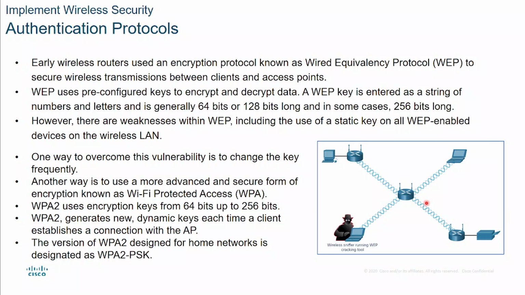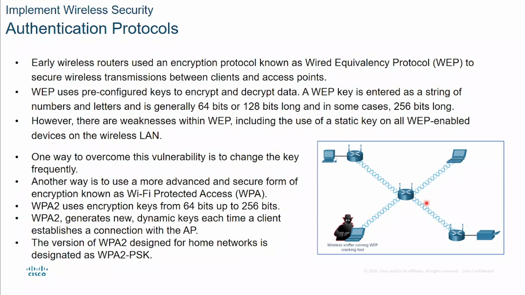So early wireless routers used an encryption protocol known as WEP, which is Wired Equivalent Privacy, to secure wireless transmission between clients and access points. That WEP uses pre-configured keys to encrypt and decrypt data. A WEP key is entered as a string of numbers and letters, generally 64 bit or 128 bit long, and in some cases 256 bit long, depending on the strength of the encryption.